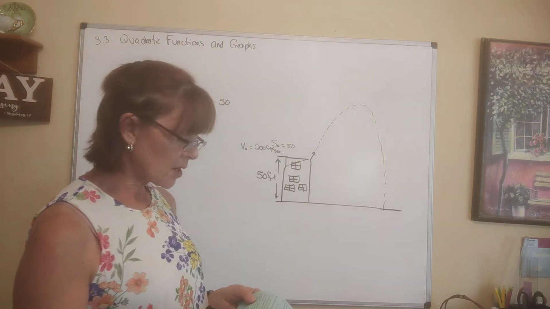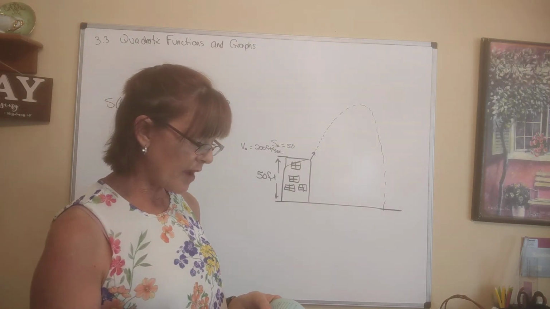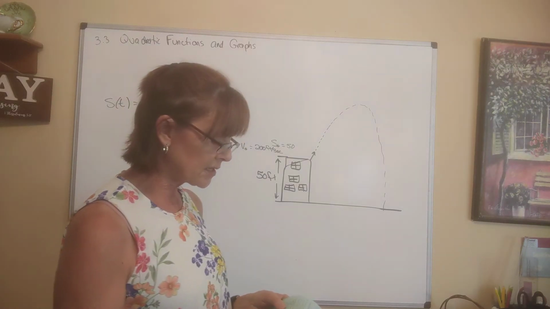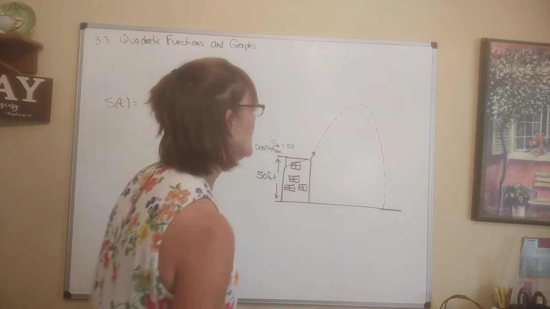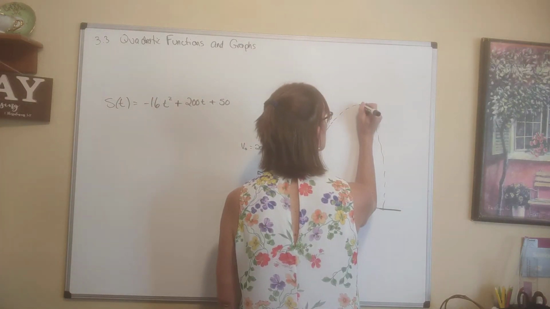Part B says determine both analytically and graphically the time at which the rocket reaches its highest point. How high will it be at that time? Okay, analytically, let's do that. Look here.